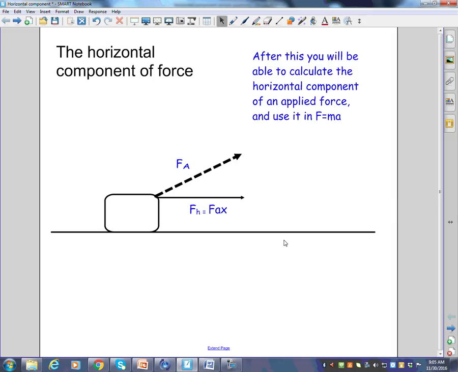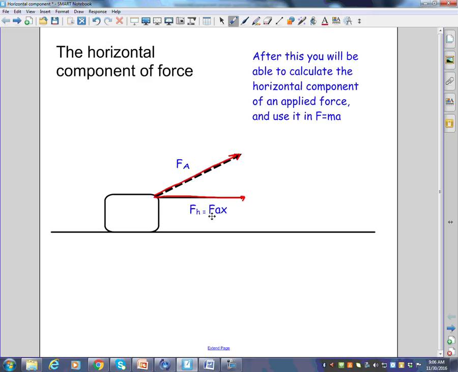Okay. So we've got this applied force, which is applied at an angle, some angle. And then what we have is this component, this portion of the force that is applied horizontally. Now, what I've done in the past is called it FH for horizontal force. But what I think I've realized might lead to better understanding of other things is I'm going to be calling it FAX. So it's the X component of the applied force.